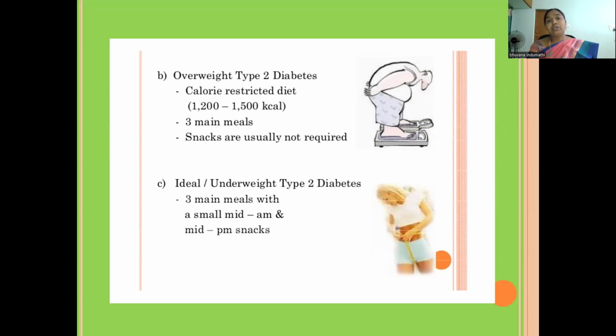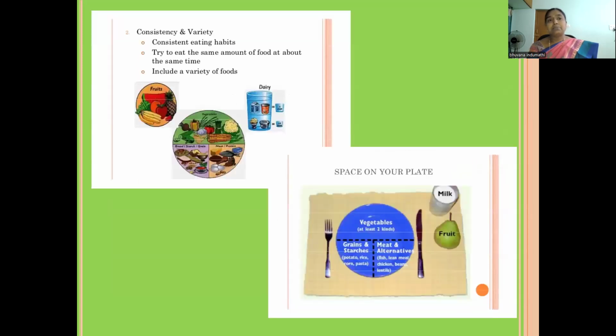Coming to the ideal or underweight type 2 diabetes cases, 3 main meals with a small mid-AM meal and a PM meal, that is, mid-morning and mid-evening snacks, can be taken. So there should be consistent eating habits with a variety of dishes. We have to try to eat the same amount of food at the same time and include a variety of foods. And we should keep the space on our plate.